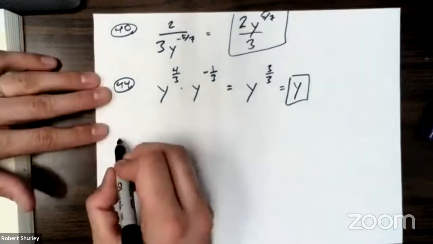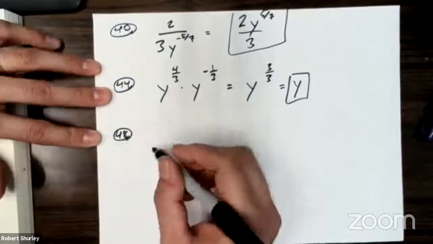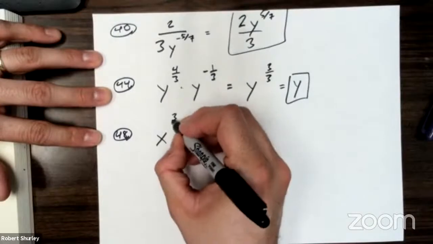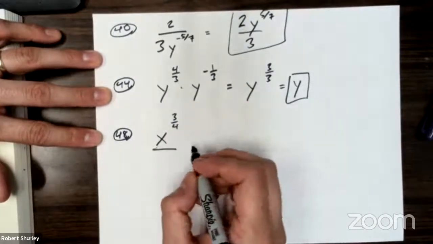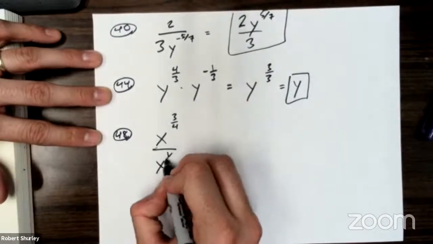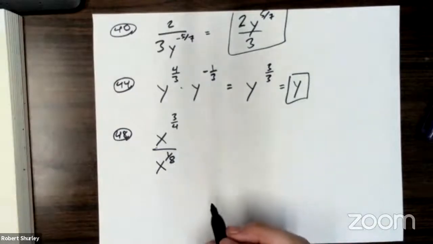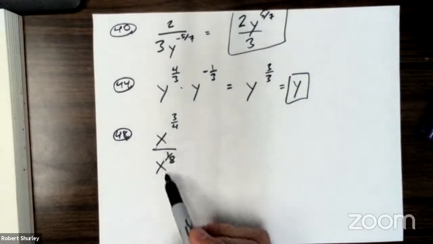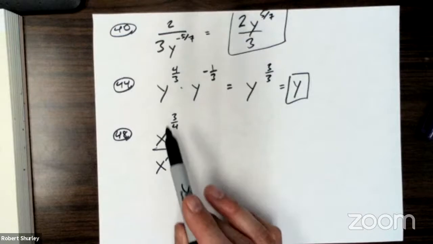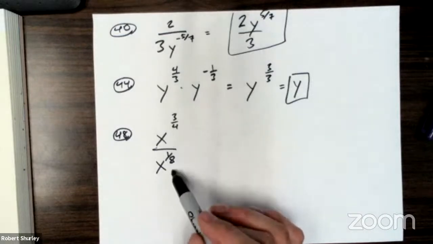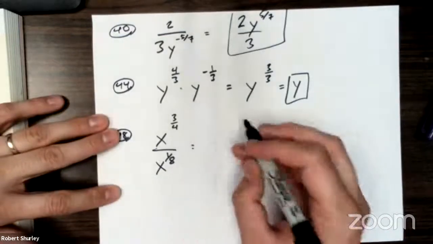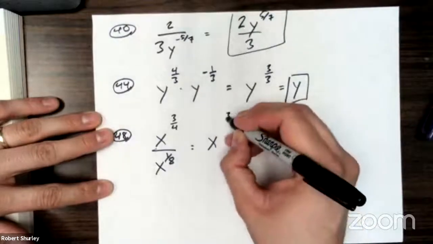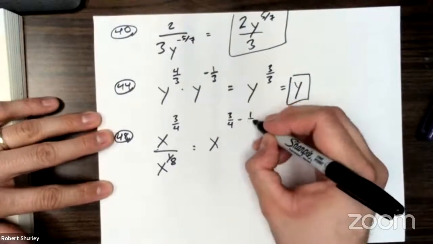Okay, let's look at 48. 48 says x to the 3/4 over x to the 1/8, right? So in this one, we know, we've got the same base, so we have to subtract the exponent. So this winds up being really x to the 3/4 minus 1/8.